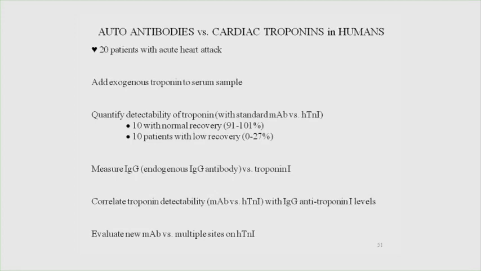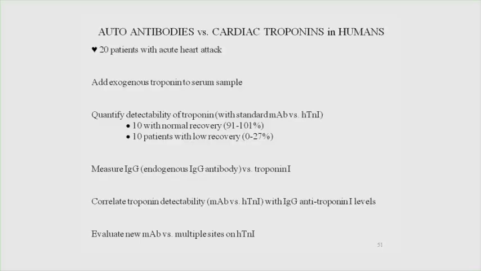10 patients had normal recovery. Nearly all of the exogenous troponin showed up on the assay as, yep, there's troponin. But 10 patients had low recovery. The monoclonal antibody against the exogenous troponin wasn't binding to troponin. Something was blocking its binding. What could that be? Well, then they looked for endogenous IgG antibodies pre-existent in the patients to troponin. And you're going to correlate the endogenous IgG antibody to troponin with detectability or non-detectability of troponin in their blood.